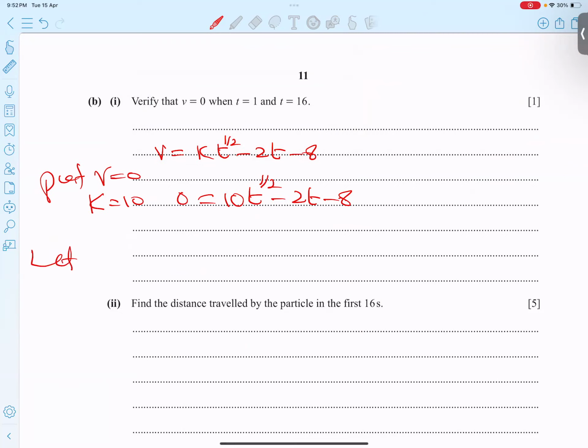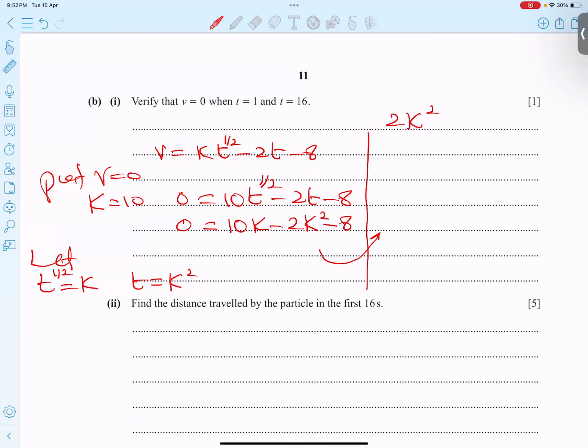Let t to the power of 1/2 equal k. Squaring both sides, t is equal to k squared. So here 0, here I'm writing k, and here I'm writing 2k squared minus 8. I think that's clear. So I'm doing the rest of the part there, reorder.